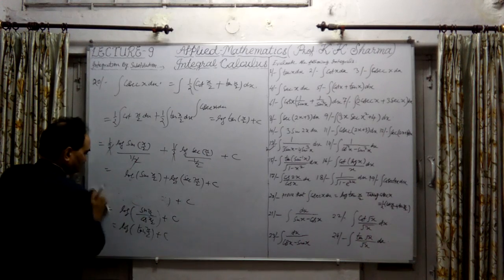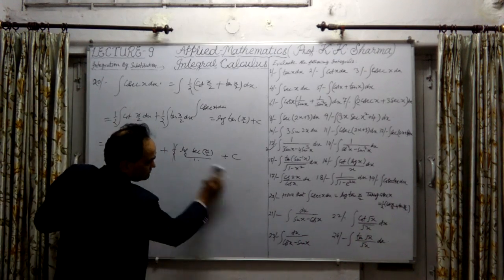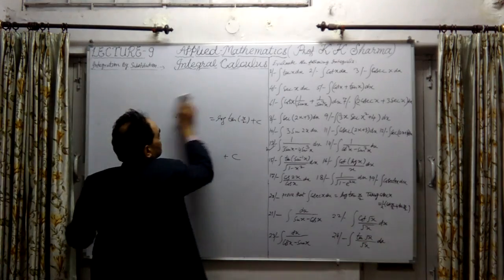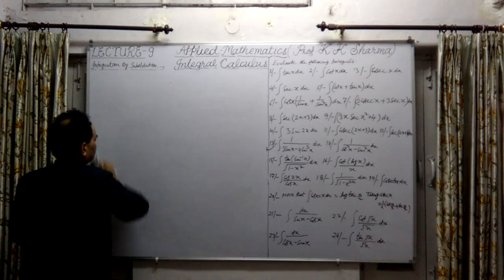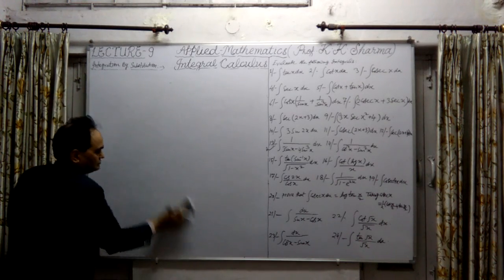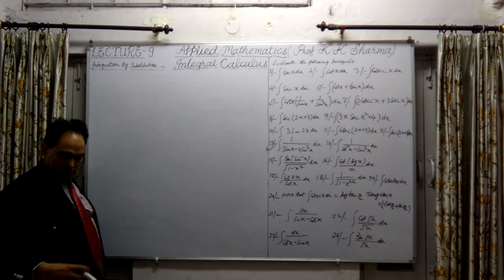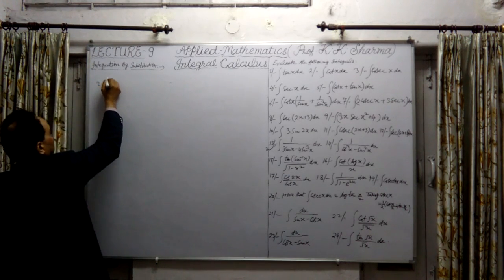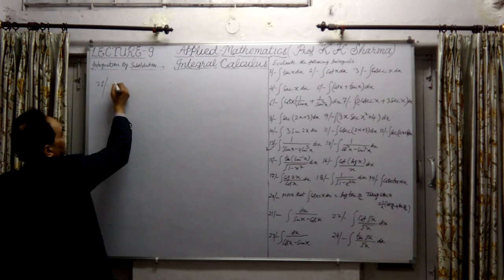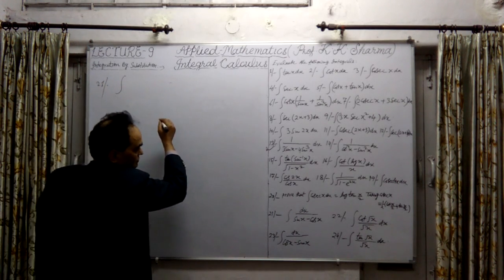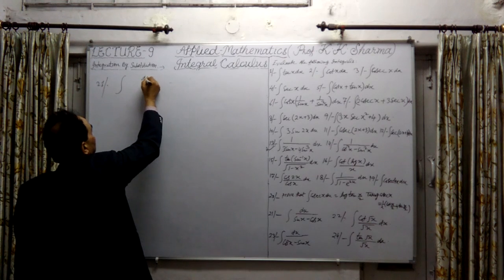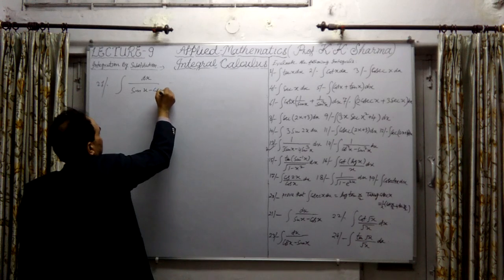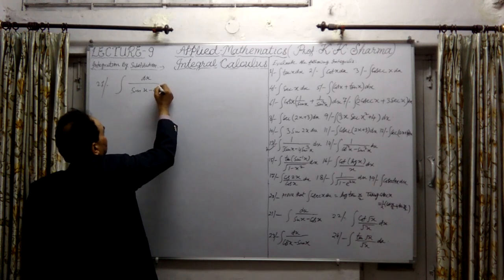Let me take the 21st question. What is the 21st question? Let me do it. The 21st question is the integration of dx upon sin x minus cos x into dx.